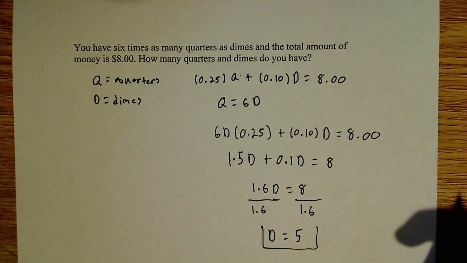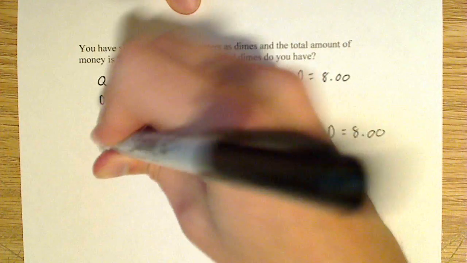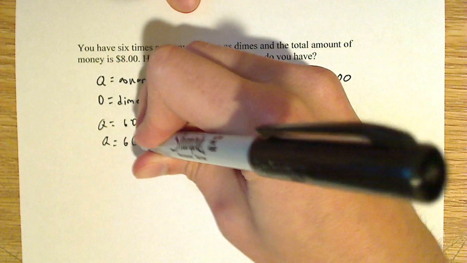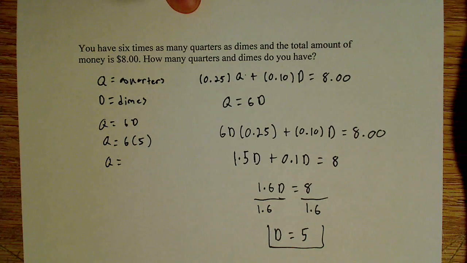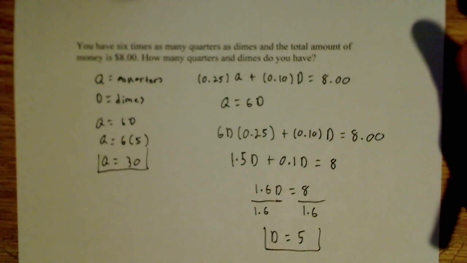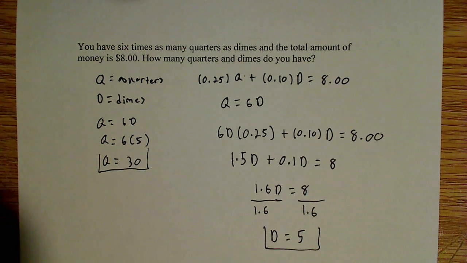We have 5 dimes. Now, if we want to know how many quarters we have, we have this really convenient equation here, and it just says Q is equal to 6D. So Q is equal to 6 times 5. So Q is equal to 30. And that's really simple, but again, it helps to keep seeing how to find unknowns. So there's 5 dimes and 30 quarters, okay?